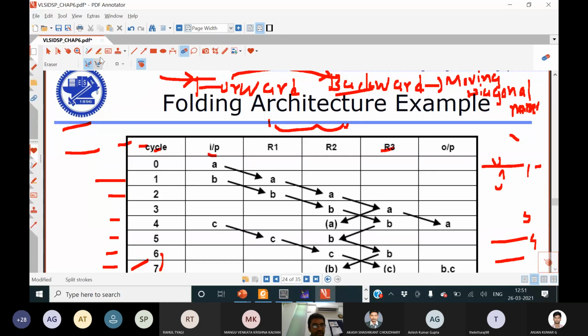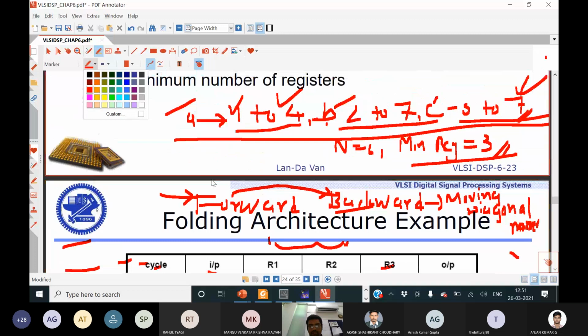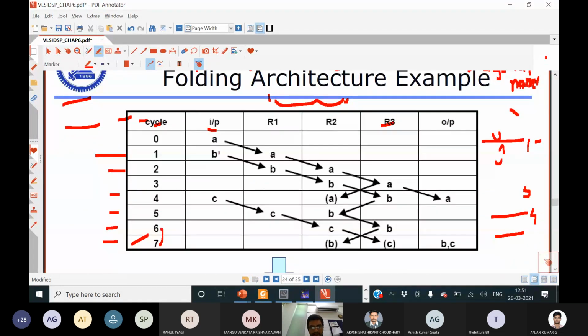Okay, now think about the life of B. Now we know that B's life exists from 2 to 7. So this is my first clock cycle, this is my second clock cycle, and this is my third clock cycle. Again I am moving diagonally. Please ensure that you need to move diagonally and increase your clock period. So diagonally you are moving, 2, 3, then 4.